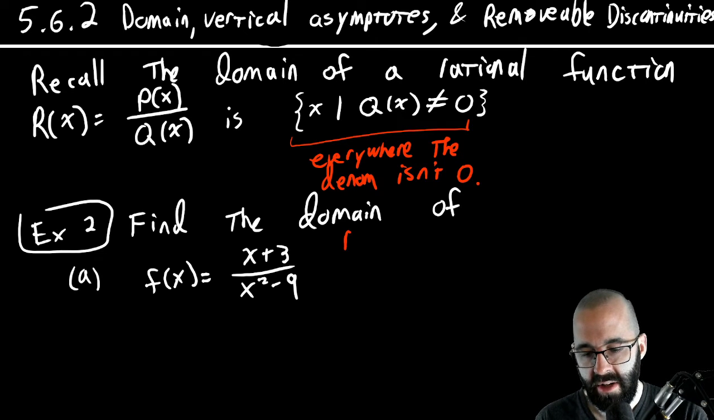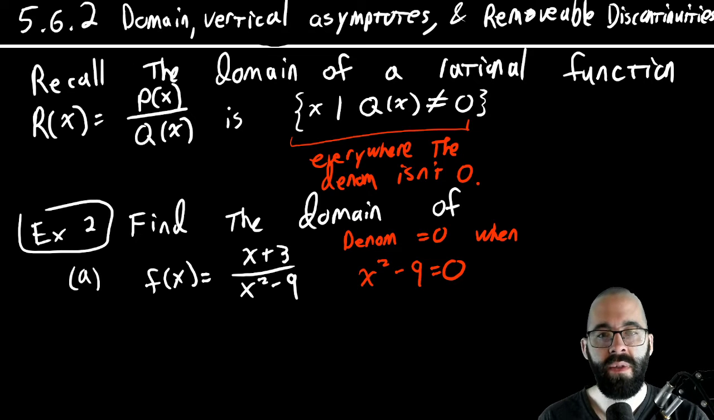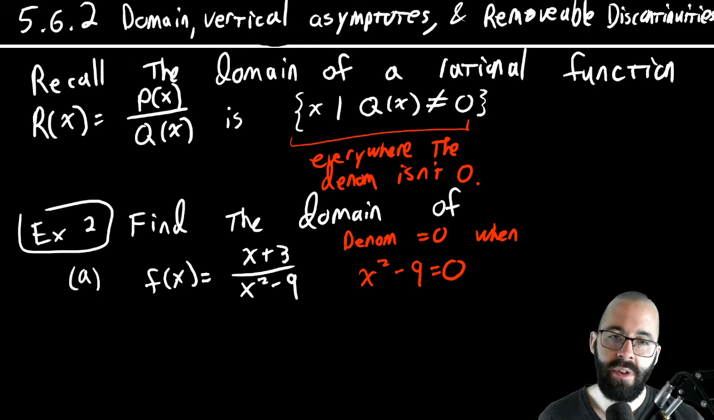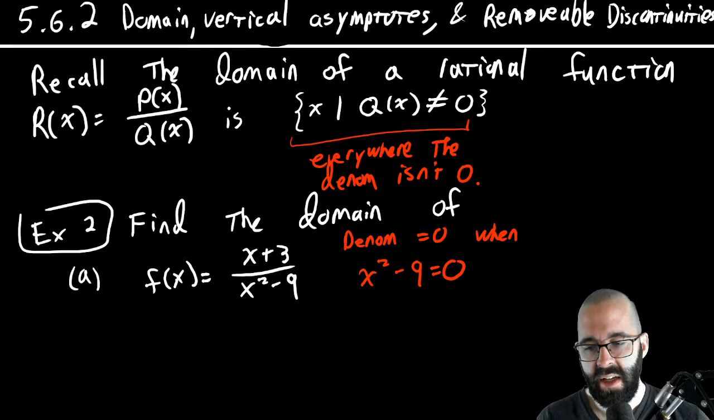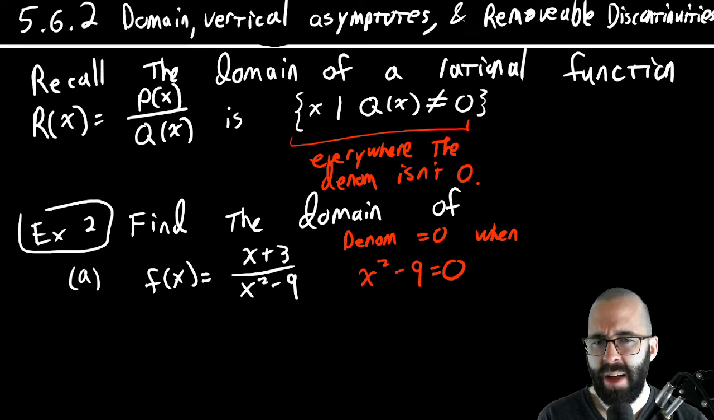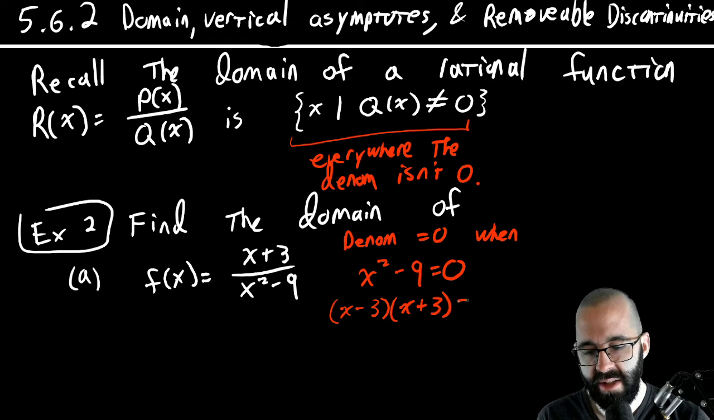So the denominator equals 0 when x squared minus 9 equals 0. And you can solve this either by factoring or with the square root property. Adding 9 to both sides, taking the plus or minus square root. Square root property, a lot of people forget that plus or minus, so let's factor for practice. This is the difference of squares, and it factors to x minus 3, x plus 3.